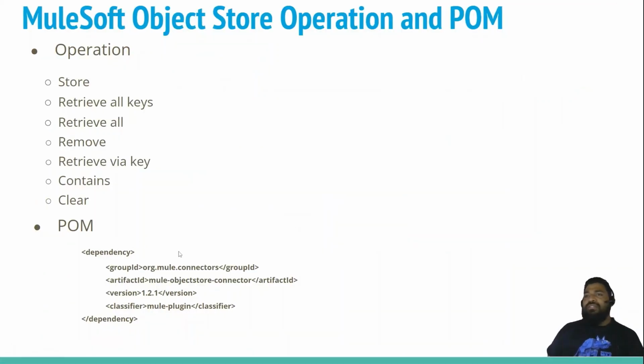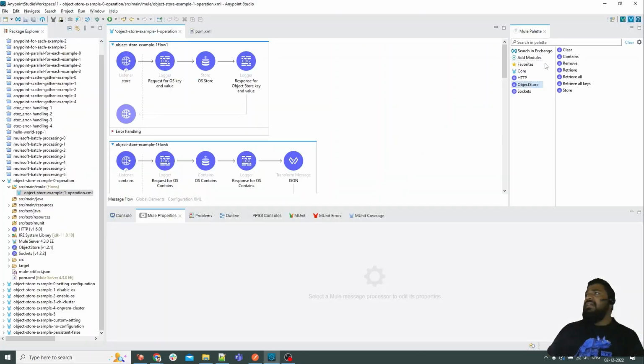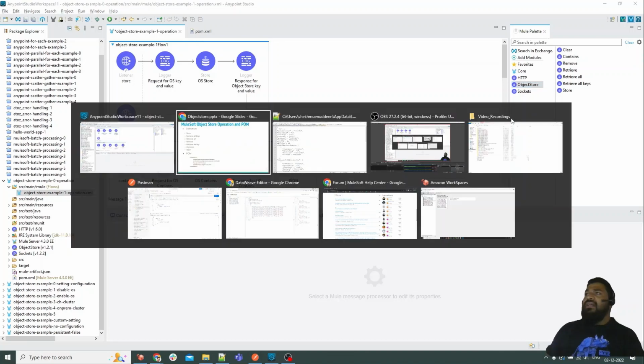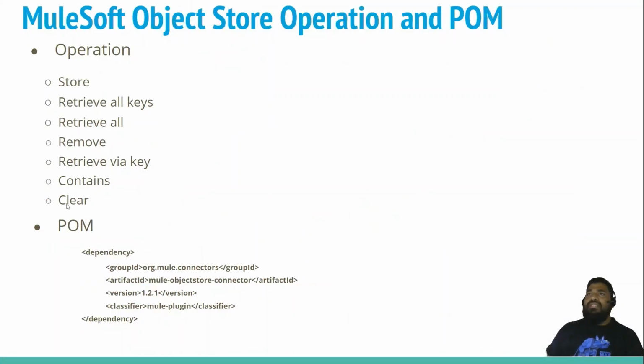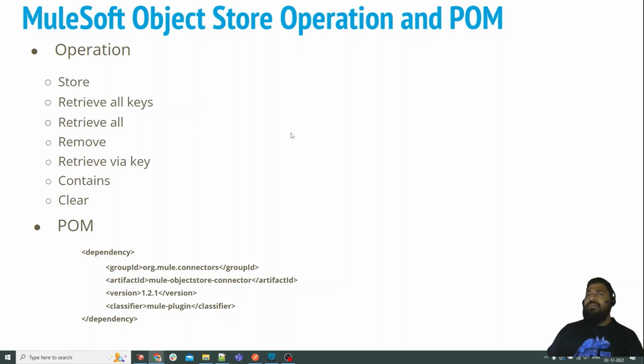So how can we use object store? We have to define it explicitly. We can copy and paste the dependency in the pom.xml, or there is another way. What is the way? We can click on add module and drag and drop this object store module from here to here. Once we do that, it is visible like this, and it will show you all the operations. Let me count: 1, 2, 3, 4, 5, 6, 7. There are 7 operations we have in the object store. So let me now talk about the operations.